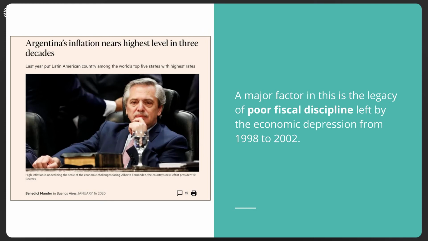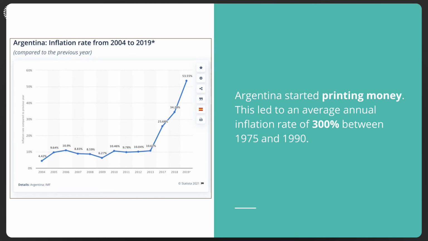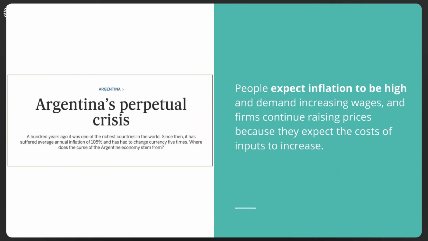Argentina's inflation is near its highest level in three decades. The major factor is the legacy of poor fiscal discipline left by the economic depression from 1998 to 2002. The government just started printing money, and this led to an average annual inflation rate of 300% between 1975 and 1990. So people in Argentina always expect inflation to be high and demand increasing wages, and firms continue raising prices because they expect the cost of inputs to increase.